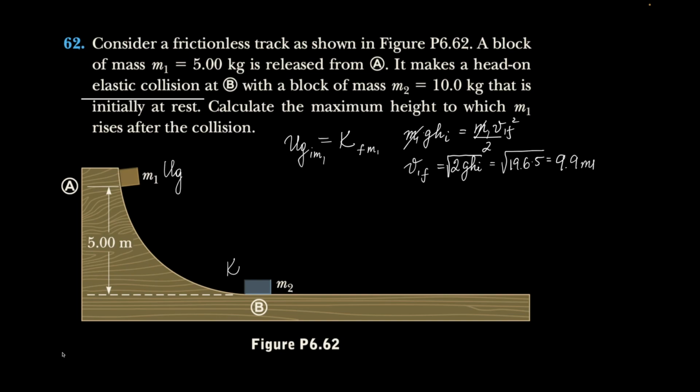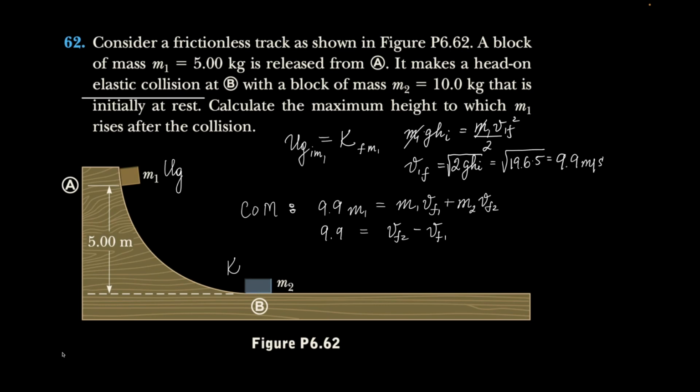So right before the collision, M2 is at rest, meaning that approach velocity is 9.9 meters per second. Conservation of momentum tells us one equation, two variables, unsolvable. Approach-separation rule: I'm going to say 9.9 should be equal to, 9.9 is to the right, so I'm going to say V final 2 minus V final 1. I'm after V final 1, so I'm going to express V final 2, then plug this in instead of V final 2.